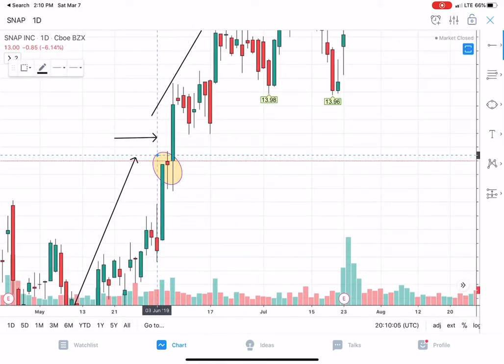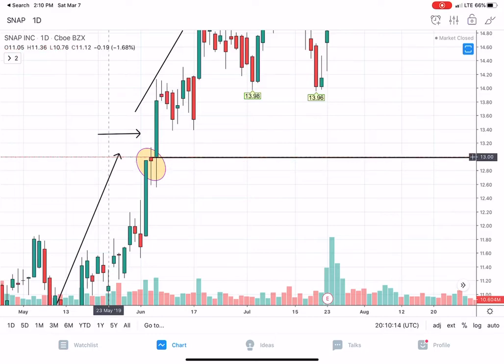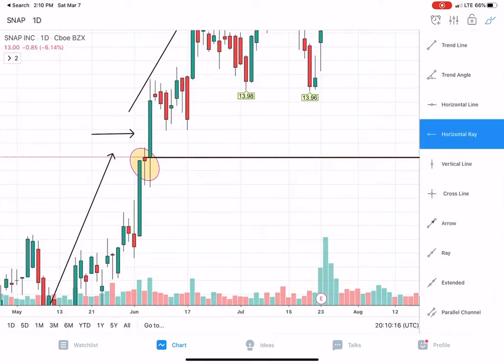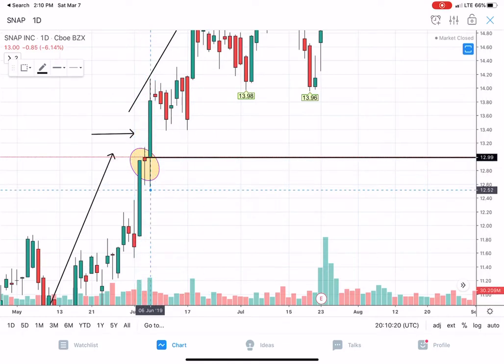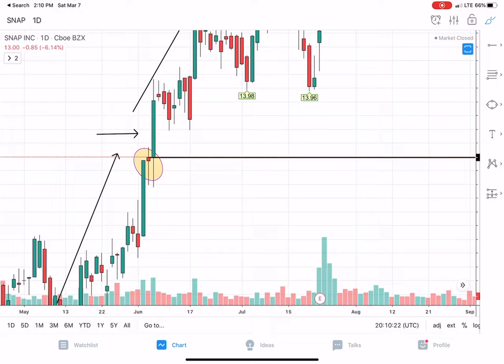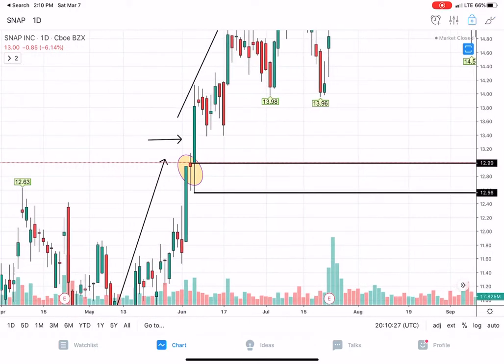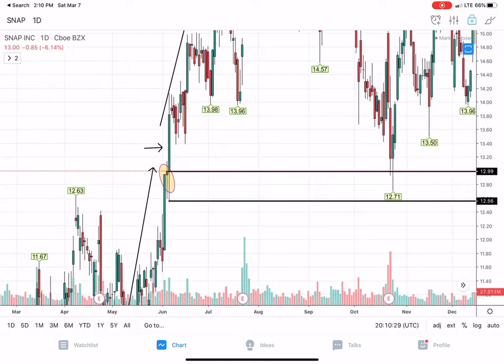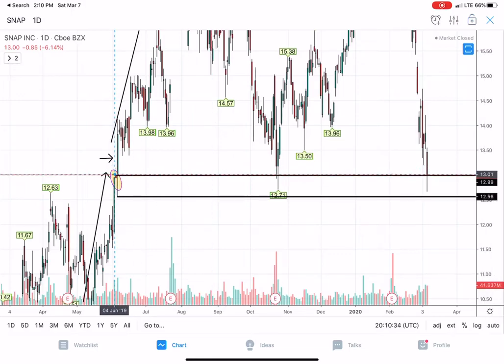So here I would put my horizontal ray at the open of this basing candle right here. It would go right there at the open, let's call it 13 bucks. That's my proximal line, and the distal line would go to the wick lows. Then I would simply zoom out and draw my box here. And this is my demand zone right here, okay?